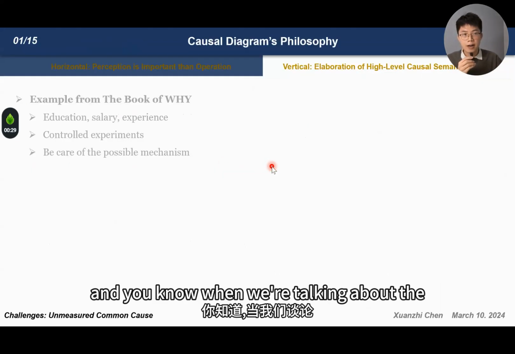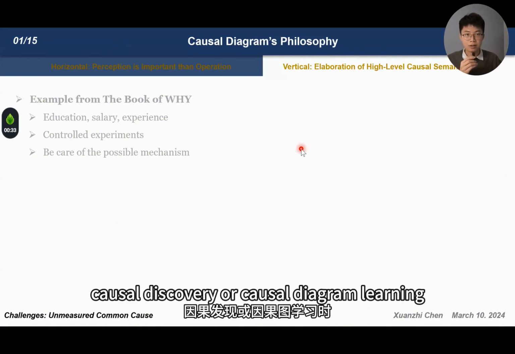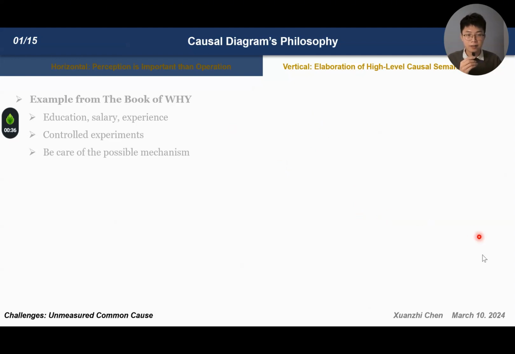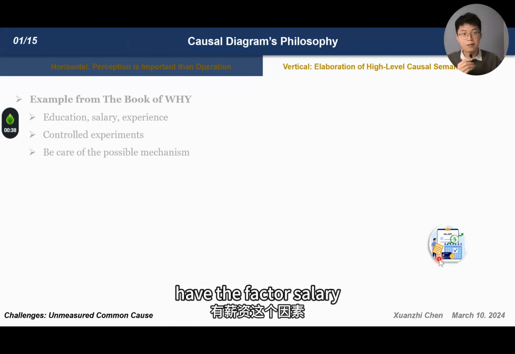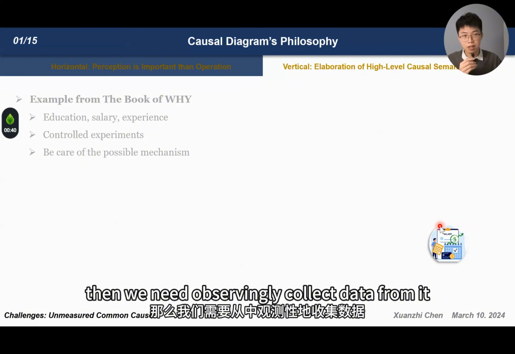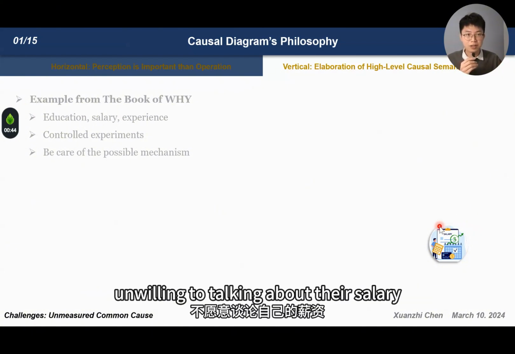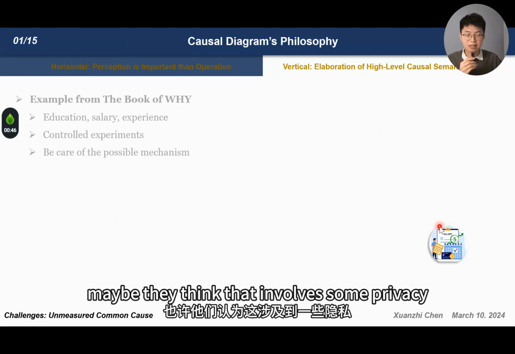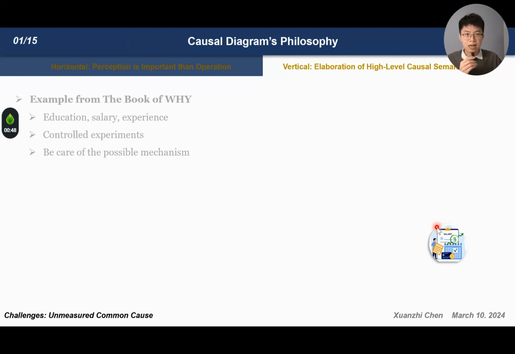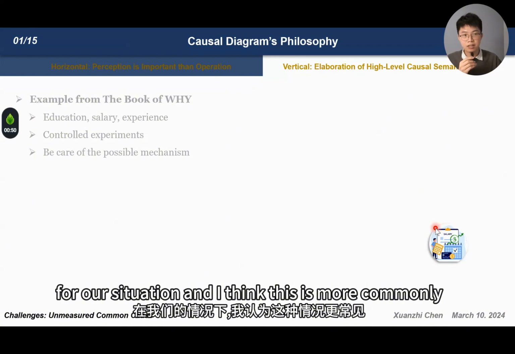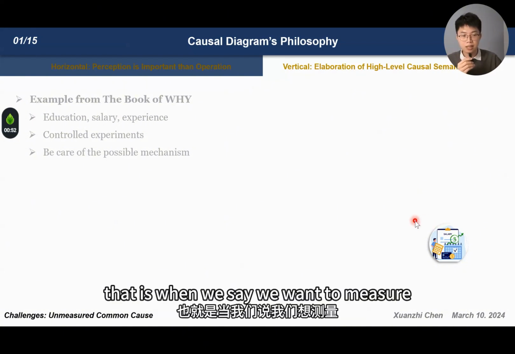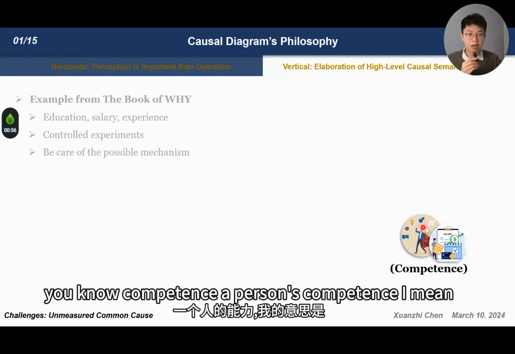When we're talking about causal discovery or causal diagram learning, we need data, right? For example, we have the factor salary, then we obviously need to collect data from it. But sometimes people are unwilling to talk about their salary. Maybe they think that involves some privacy. And in another situation, and I think this is more common, we want to measure some factors such as competence, a person's competence.